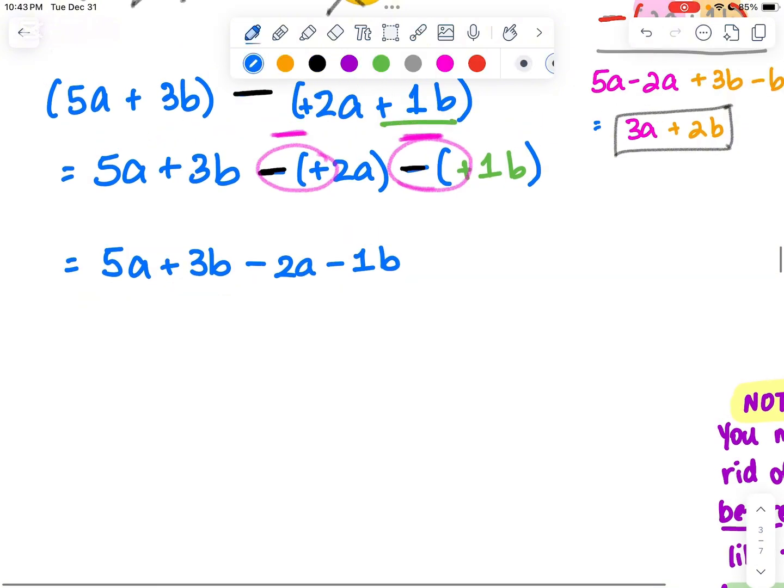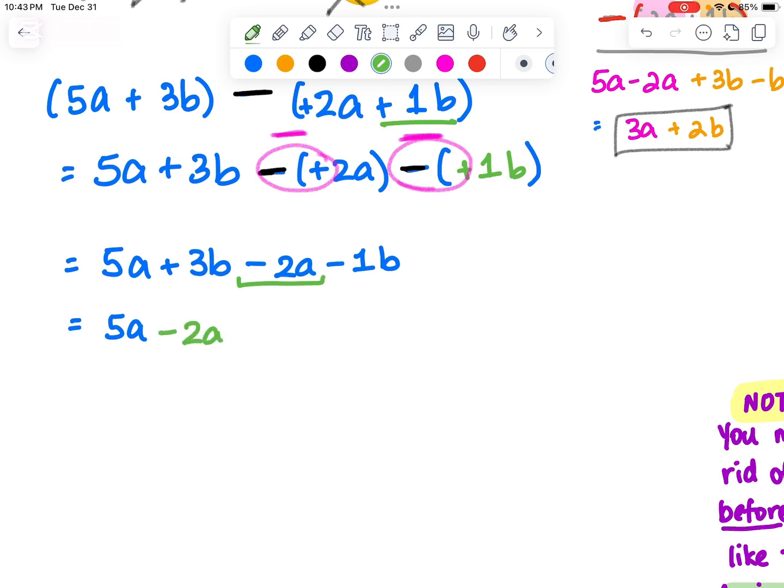So I'm going to take my 5a, I'm going to move this negative 2a over, and remember it came along with that negative sign there. And then I've got my plus 3b, and I'm going to move my negative 1b beside it as well.